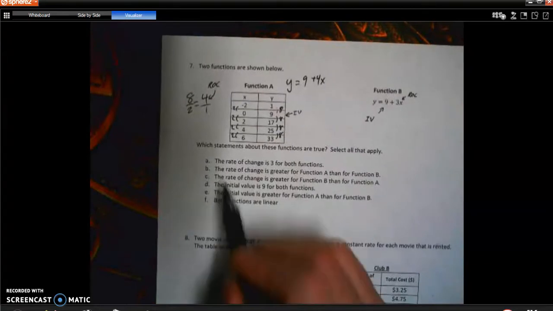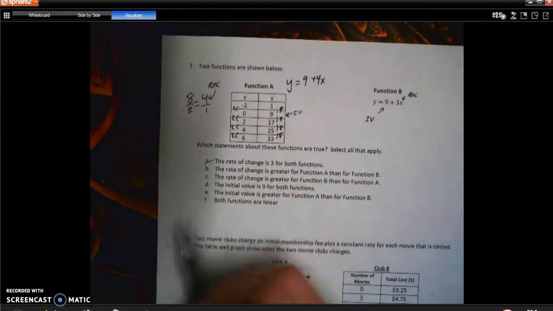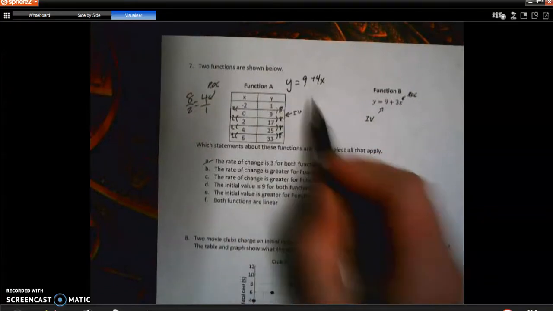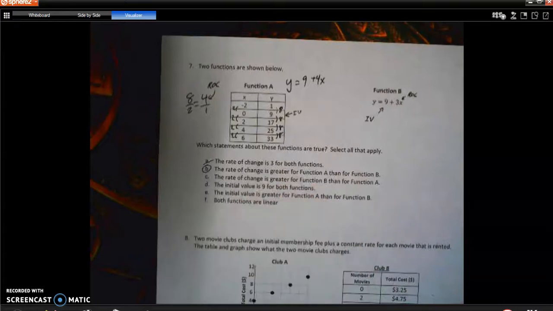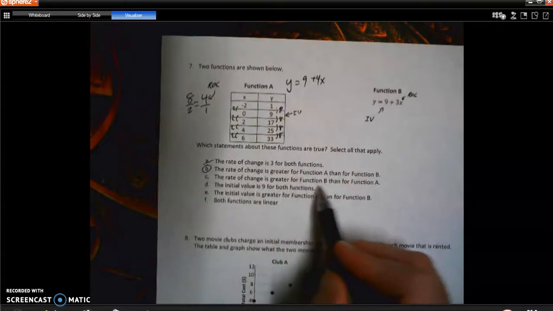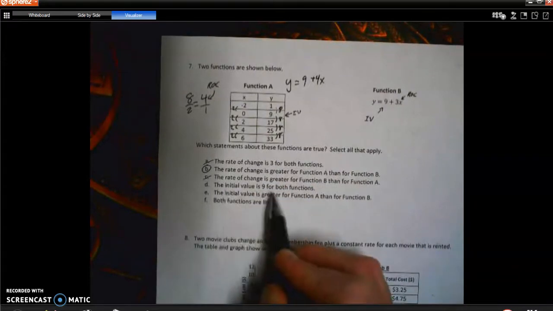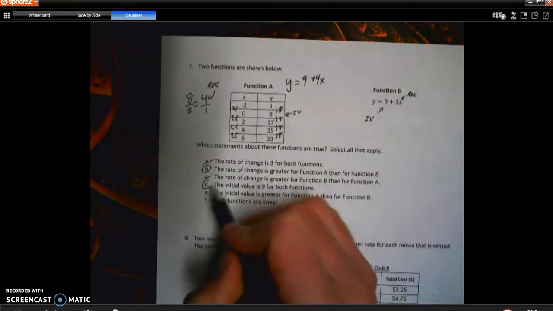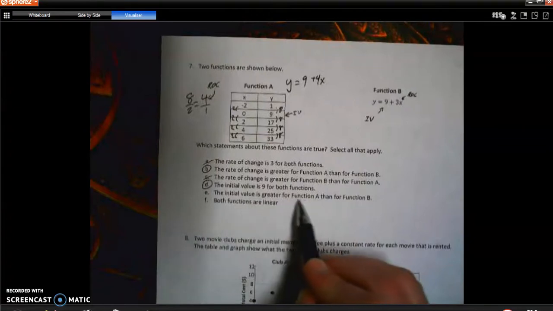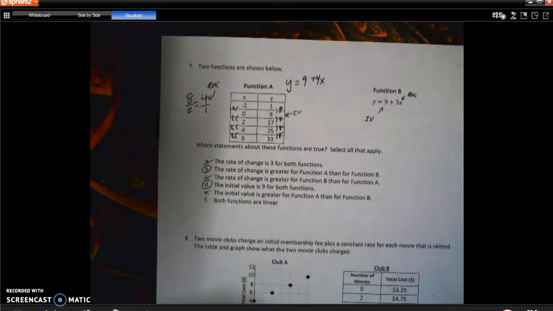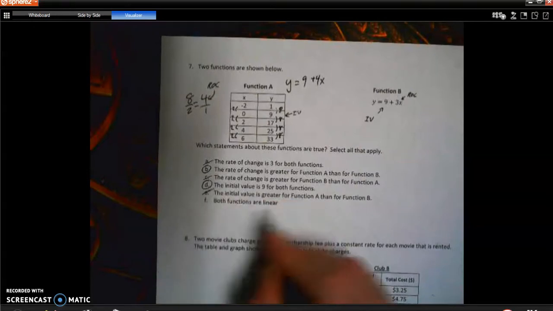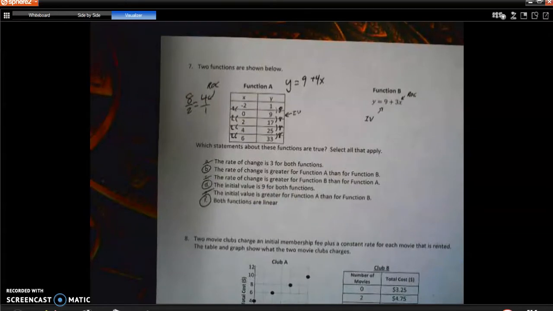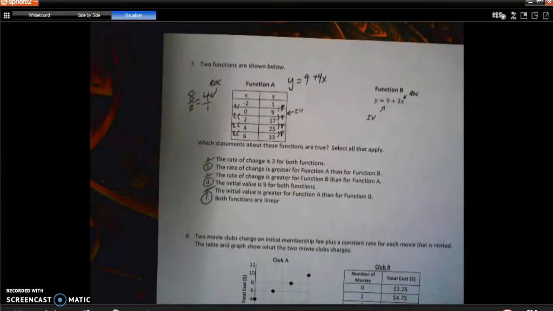Now we can answer the question. So the rate of change is 3 for both? No. The rate of change is greater for A than B. Well, A is 4, B is 3, so yes. So the rate of change is greater for B than A? Well, nope. The initial value is 9 for both of them. 9, 9, yes. The initial value is greater for function A. Well, we just showed that they were the same, so no. And then both are linear. Well, that's consistent. That has no exponents. Both are linear, so your answer is B, D, and F.